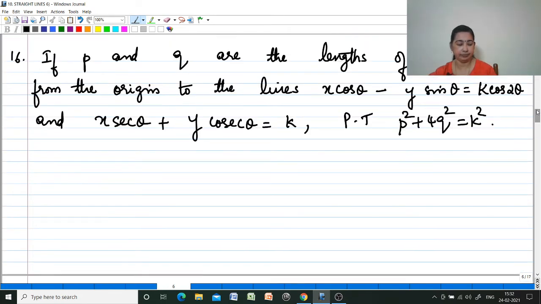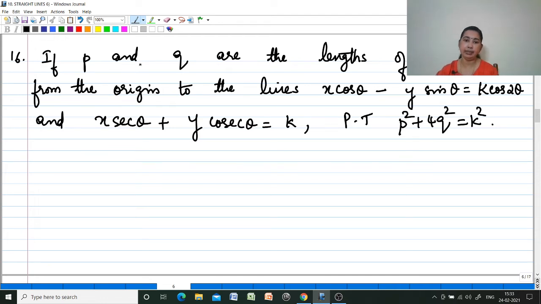Now next one, 16th question. If P and Q are the lengths of perpendiculars from the origin to the lines x cos theta minus y sin theta is equal to k cos 2 theta, and x sec theta plus y cosec theta is equal to k, prove that p square plus 4q square is equal to k square.